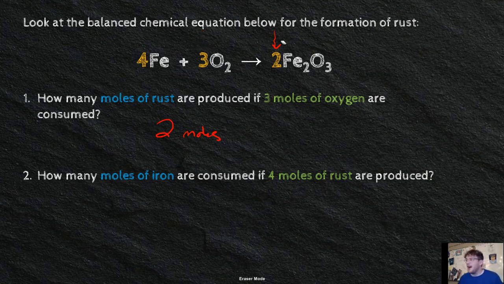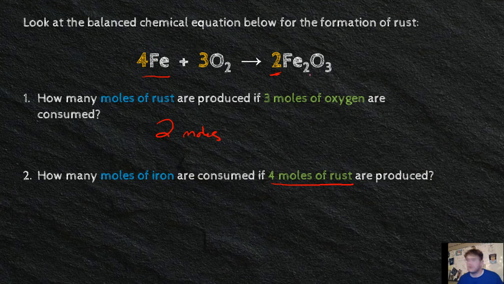How many moles of iron, okay, so we're asked to find moles of iron, are consumed if 4 moles of rust are produced, okay? Well, this one's not as easy. It's not as clear cut, okay? We don't have 4 moles of rust up here. We have 2, okay? Well, think of it like a recipe. All right. If you wanted to double your output, if you wanted to double the amount of cookies, what do you have to do to the ingredients? Double them. Okay.